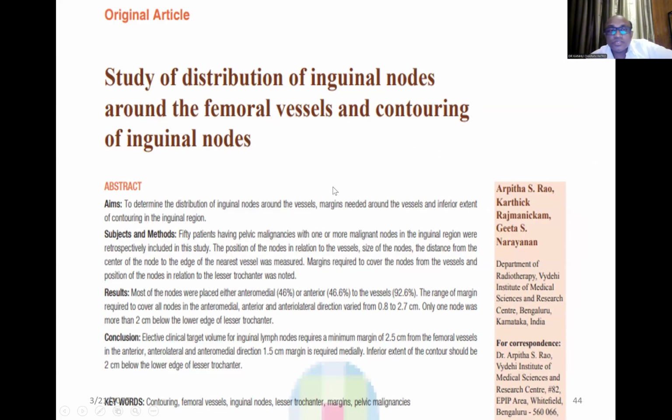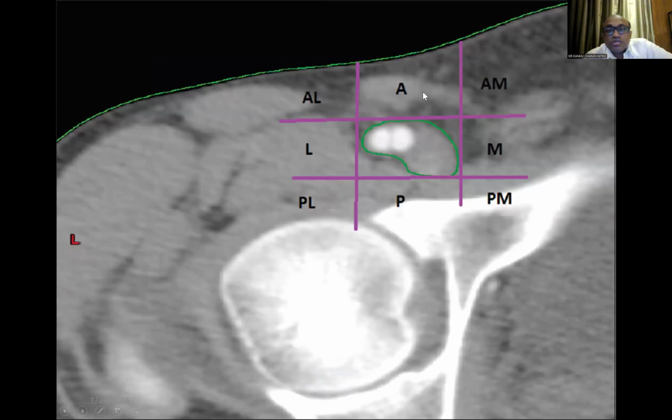This is the inguinal node. So if you want to contour the inguinal nodes, you remember. Inguinal nodes, this picture looks very nice. These are the three muscles. One is called pectineus, rectus femoris and sartorius muscle. The vessels around this are the inguinal nodes.